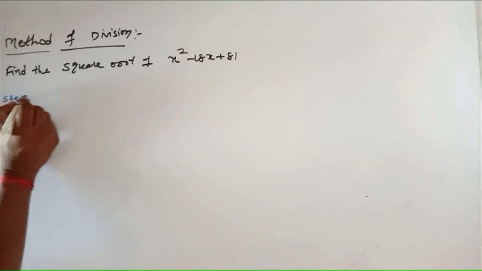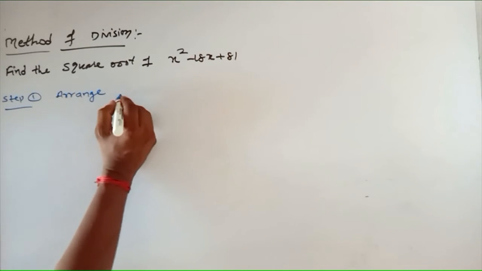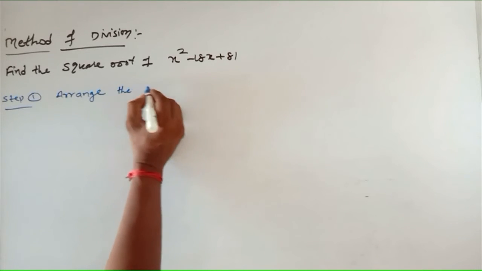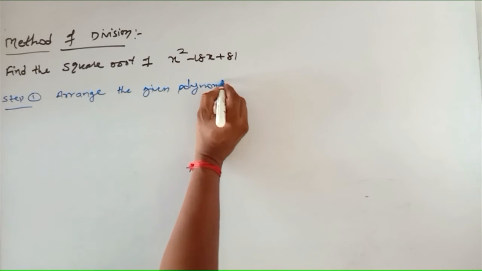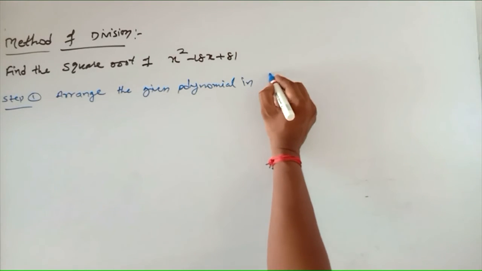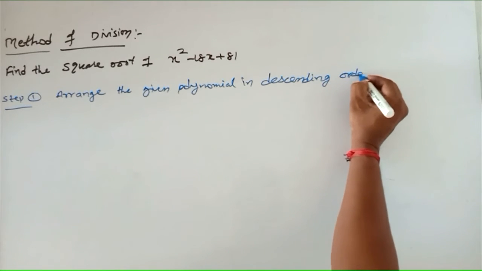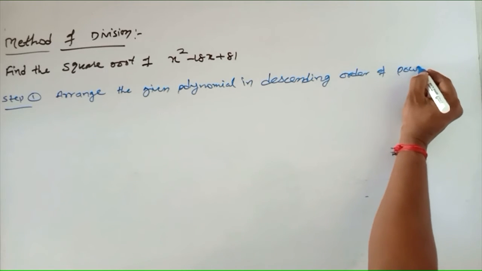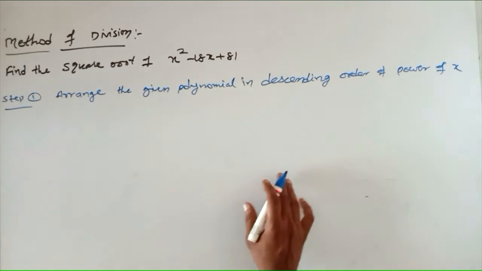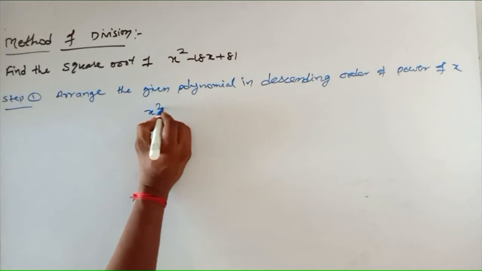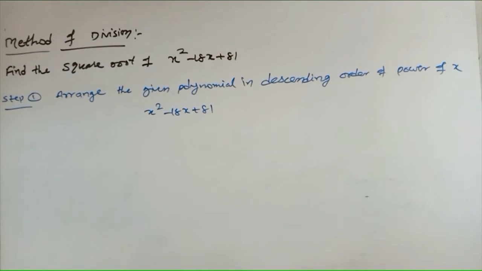The first step is, arrange the given polynomial in descending order of power of x. I am arranging the given polynomial in descending order. So here the x square term, the next will be the x term, and the last will be the constant term. So already it is in descending order.